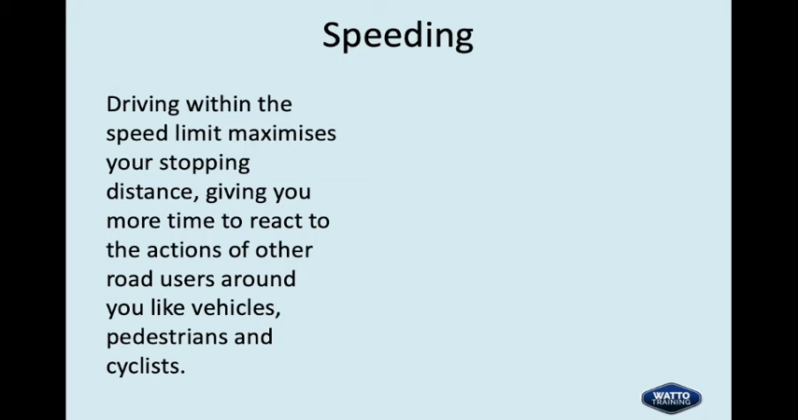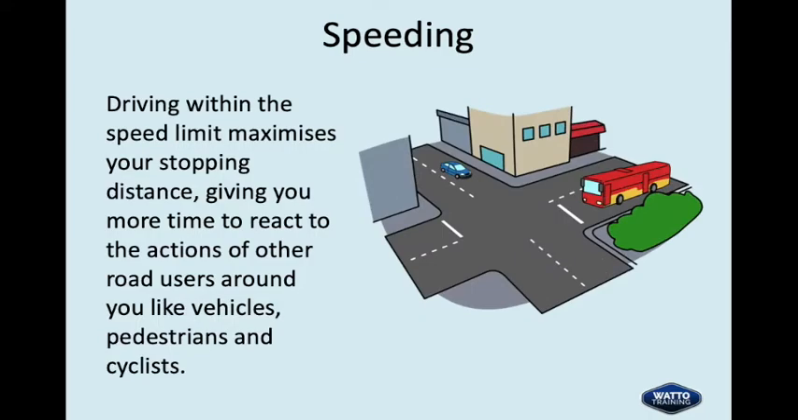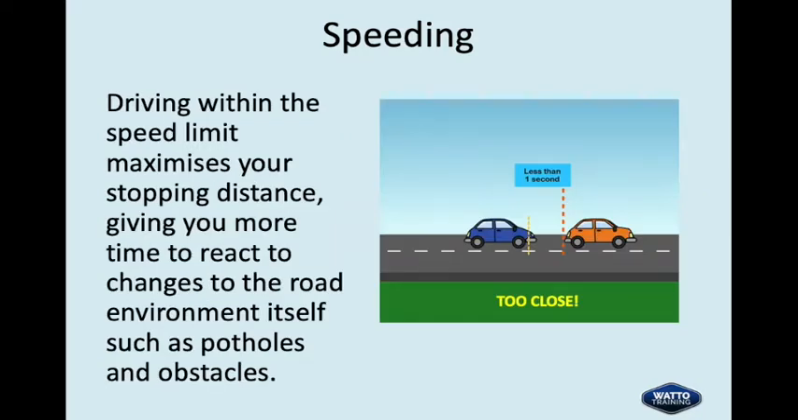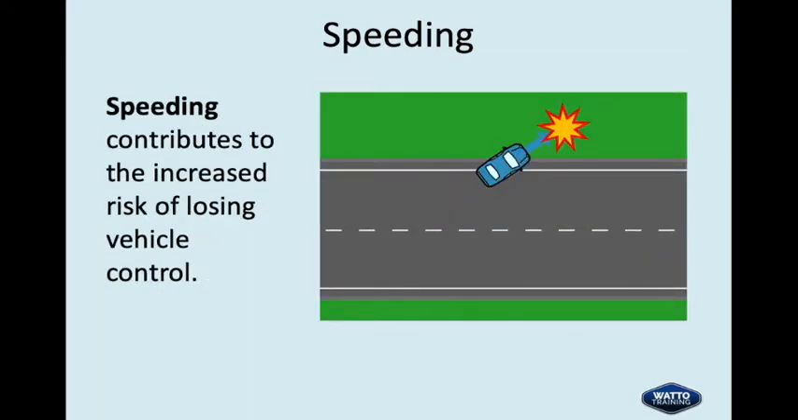Driving within the speed limit maximizes your stopping distance, giving you more time to react to the actions of other road users around you, like vehicles, pedestrians, and cyclists. Driving within the speed limit also gives you more time to react to changes in the road environment itself, such as potholes and obstacles. And in our example on the screen on the right there, less than 1 second would be a critical driving error. It is deemed too close.